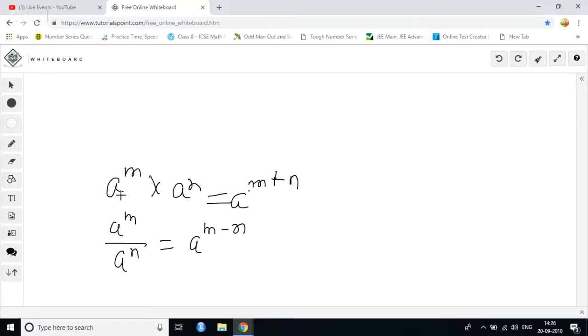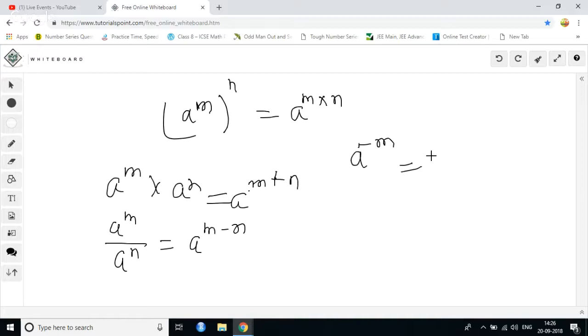Similarly, if we have a to the power m and I put it inside the bracket and I write n here, how much would it be? It would be a to the power m into n. Now after that, suppose a to the power minus m is here. So what can you do for it? You can write this is equal to 1 by a to the power m. So these are the few formulas which you can utilize.